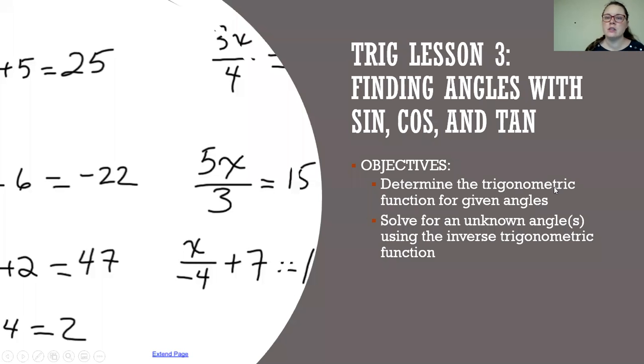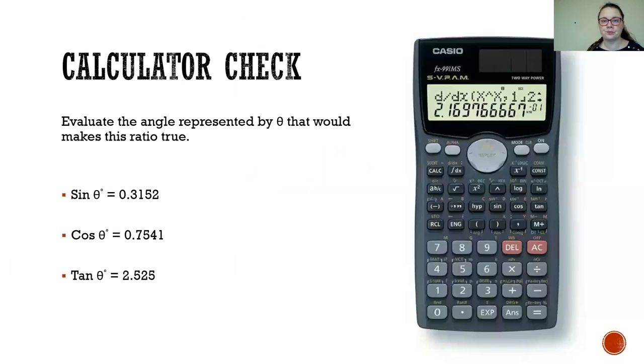All right, in this lesson, we're going to look at how we find angles using sine, cosine, and tangent. Again, we're going to have to be able to identify the trigonometric functions for given angles or angles that we're looking for. And then we need to be able to solve for an unknown angle using the inverse trigonometric function. So first of all, a quick calculator check.